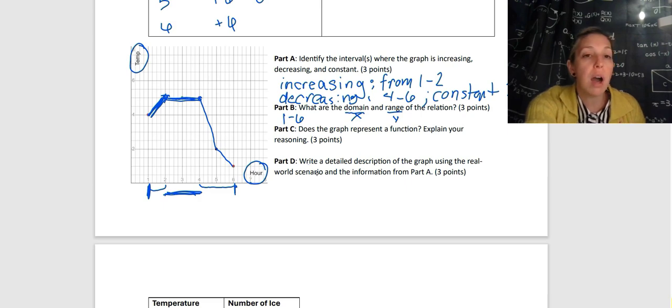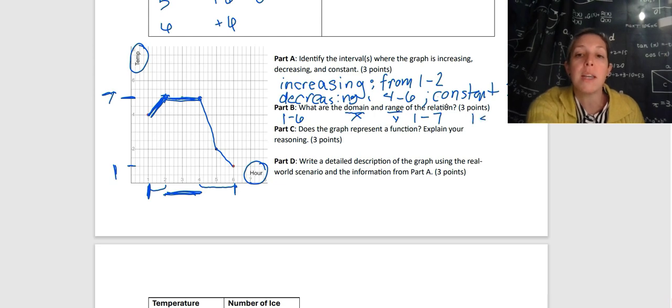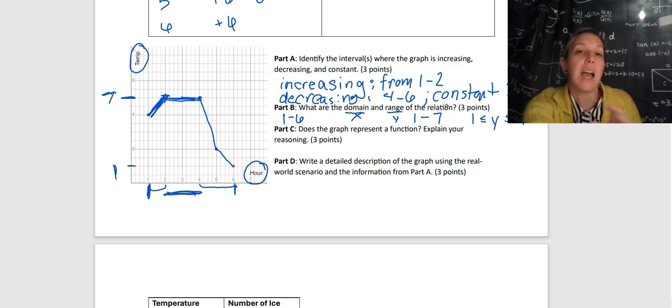Then you've also got the y values, and for this graph, the highest y value is 7. And the lowest value is 1. So the y values go from 1 to 7. You can also write this using 1 is less than or equal to y, which is less than or equal to 7. It's kind of hard to do those symbols when you're typing, so it's okay to just use the dash. I will accept that answer.